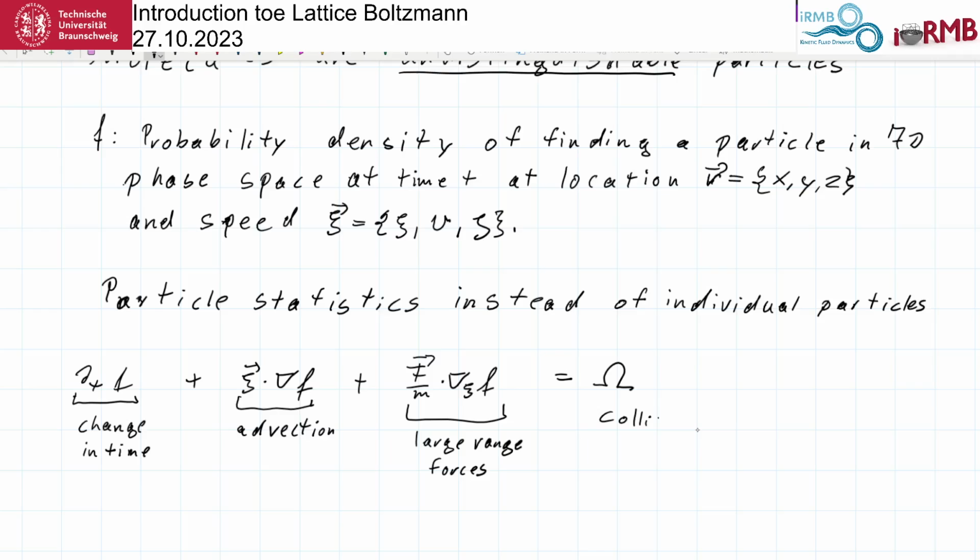And now we have here the collision on the other side. So this collision, this is what in the atomistic view would be related to some intermolecular forces. So they are the short range forces.